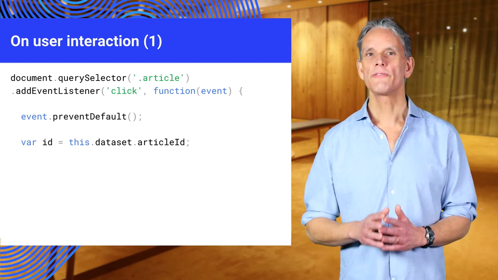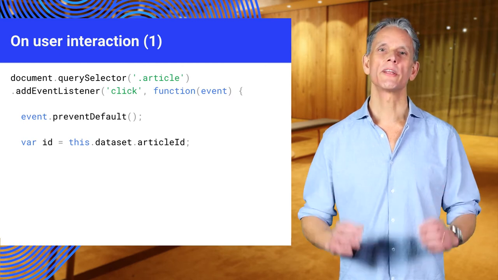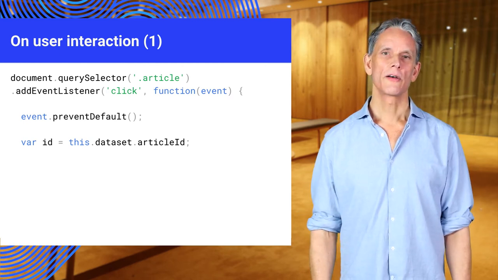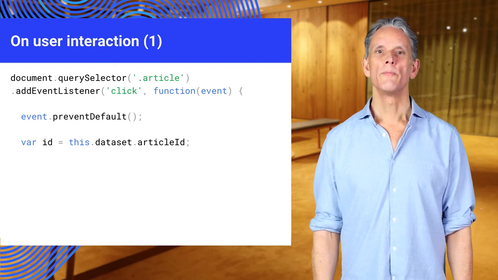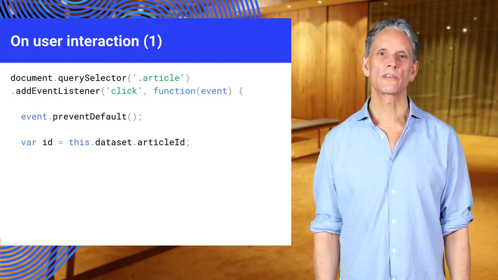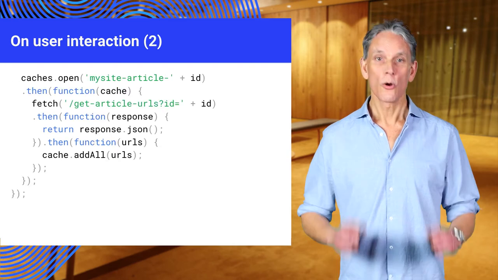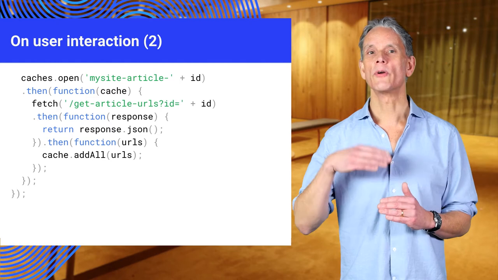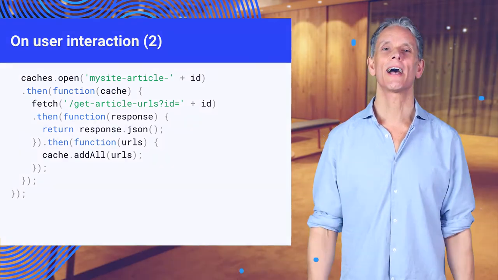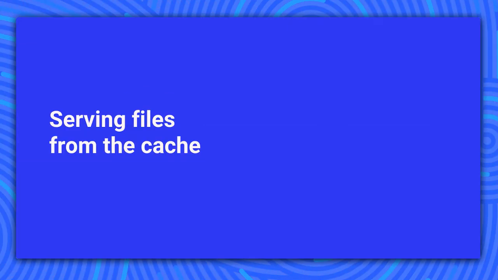When it's clicked, fetch what you need from the network and put it in the cache. The Caches API is available from pages as well as service workers, meaning you don't need to involve the service worker to add things to the cache. We create a cache with a name corresponding to the specific article, then we fetch the article and add it to the cache. Let's look at some different ways to serve files from the cache.